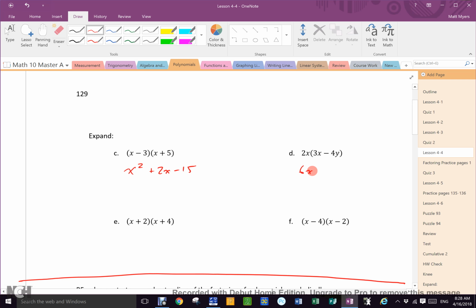6x squared minus 8xy. We're on page 129, everyone. x squared plus 6x plus 12 and x squared minus 6x plus 12. All right, sorry, 8. Thank you. 8. I was talking about 6 right there, thinking about multiplying. Okay, now we're going to do something a little weird here.